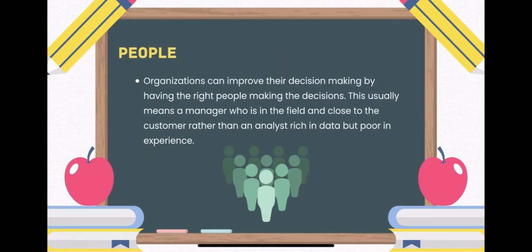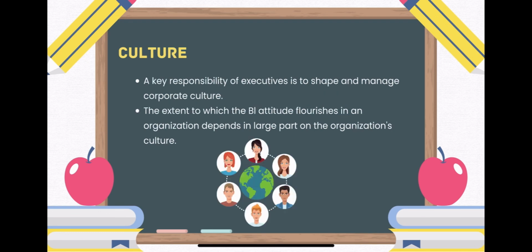Secondly is people. Understanding the role of people in business intelligence allows organizations to systematically create insight and turn this insight into actions. Organizations can improve their decision making by having the right people making the right decisions. This usually means a manager who is in the field and close to the customer rather than an analyst rich in data but poor in experience.